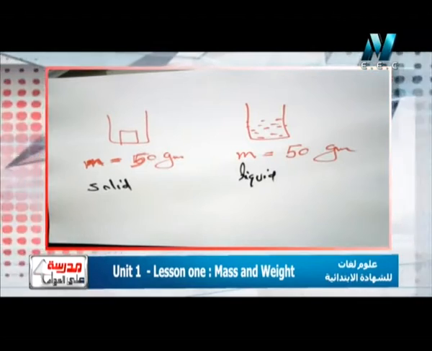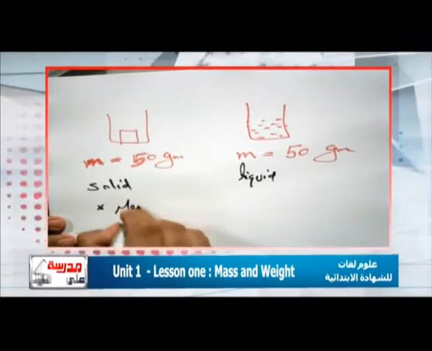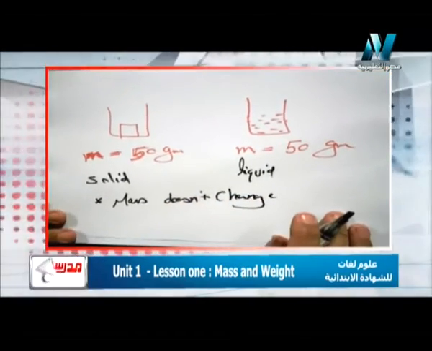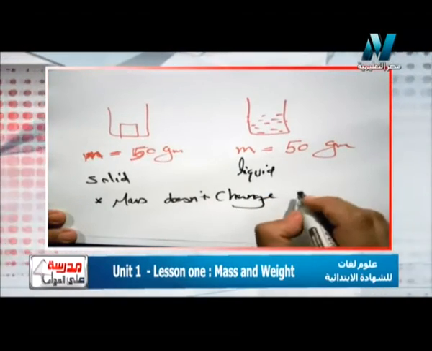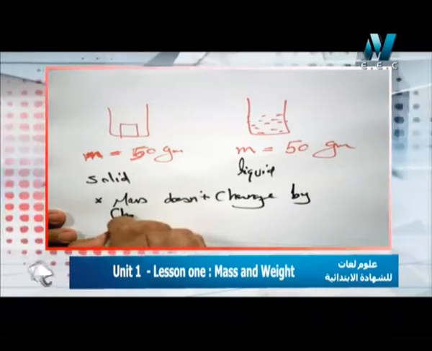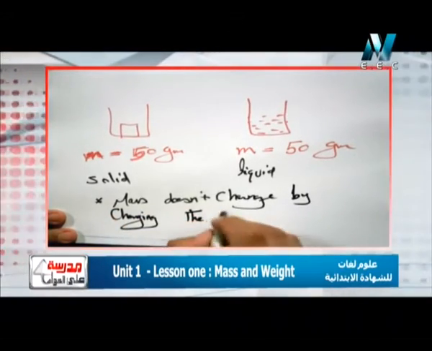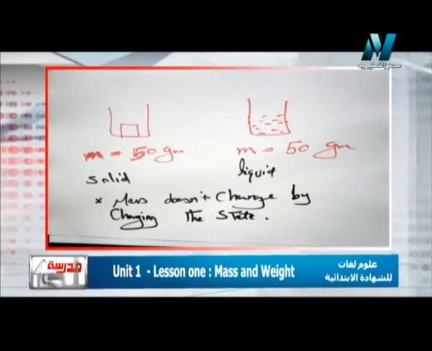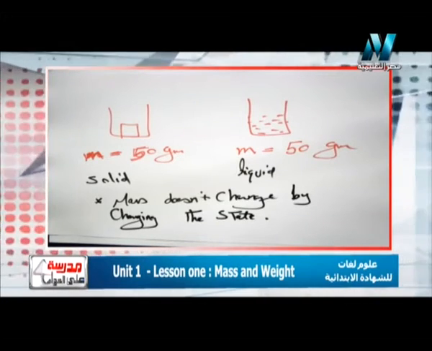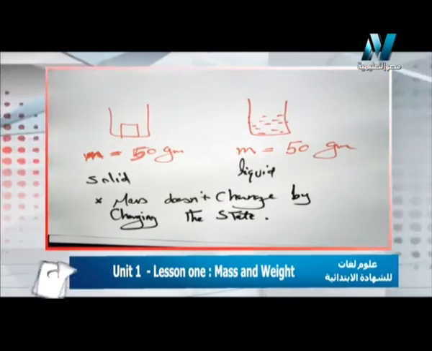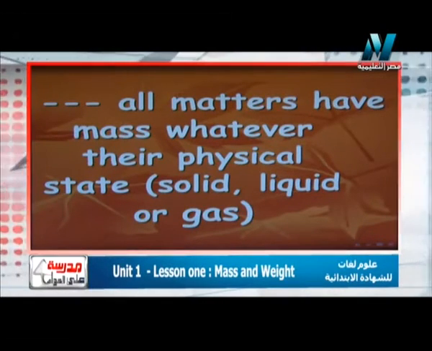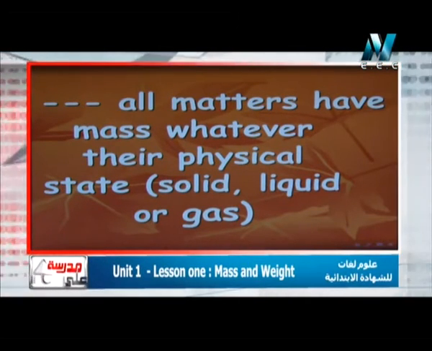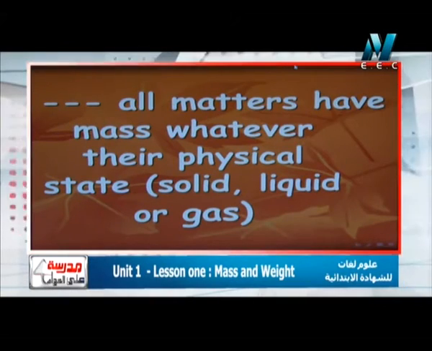Again, mass doesn't change. This sentence is very important. I can say mass doesn't change. And honestly, the most important thing about mass is that mass doesn't change; this is the most important property of mass. Mass doesn't change by changing the state of matter. Okay? So again, all matter has mass, whatever its physical state, solid, liquid or gas. Or we can say that mass doesn't change by changing the state of matter.